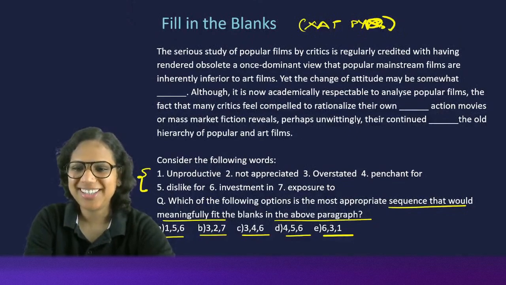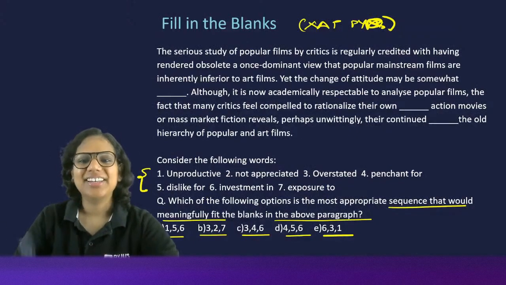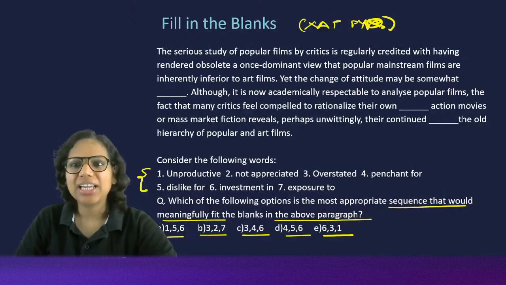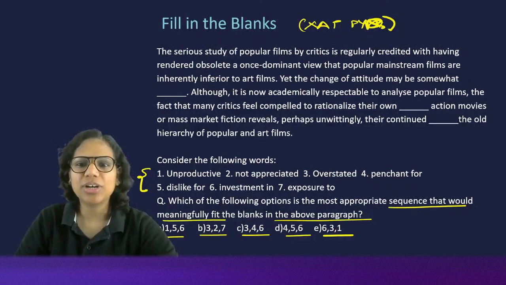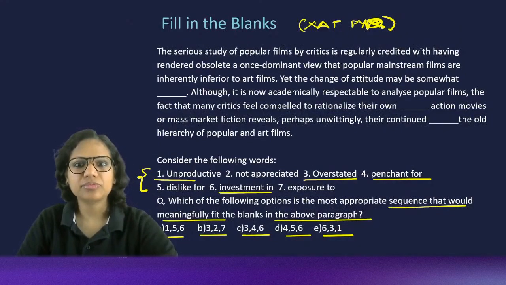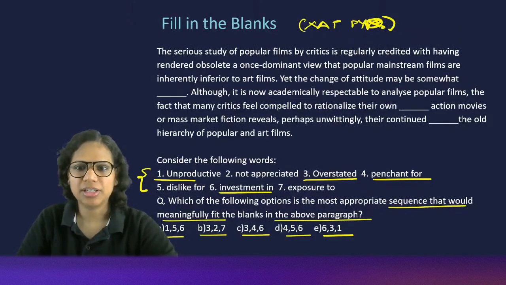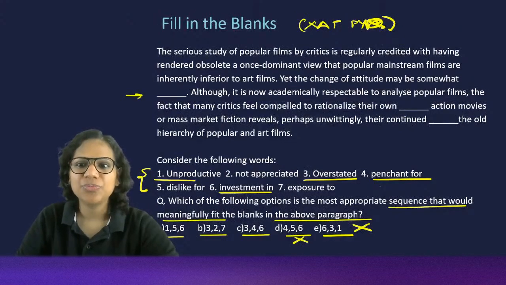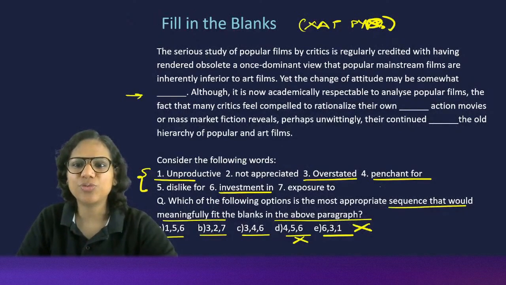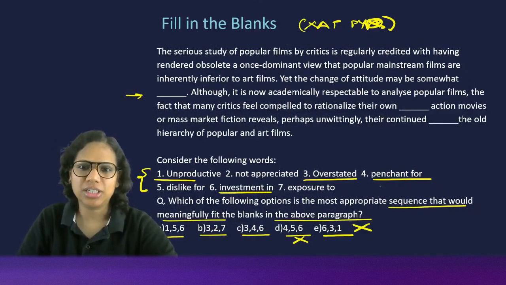All of you seem to say C, which is 3, 4, and 6. I think grammar also helped you here. Yes? If you look at 1, 3, 4, and 6, let's look at 1, 3, 4, and 6. Where is 4? Okay, I've marked it. 6 cannot come here, eliminated. 4 cannot come here, eliminated in the first blank. So you can't end a sentence by saying penchant for, investment in. So these are eliminated. It's either 1 or 3, right?